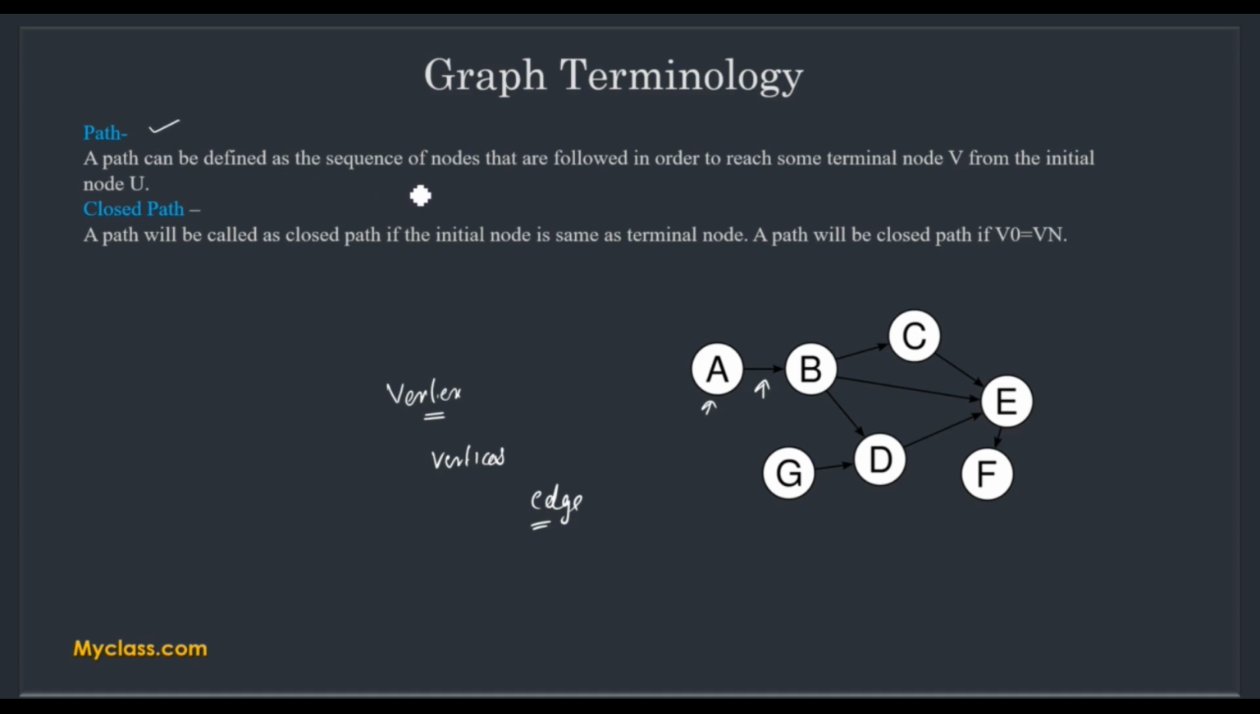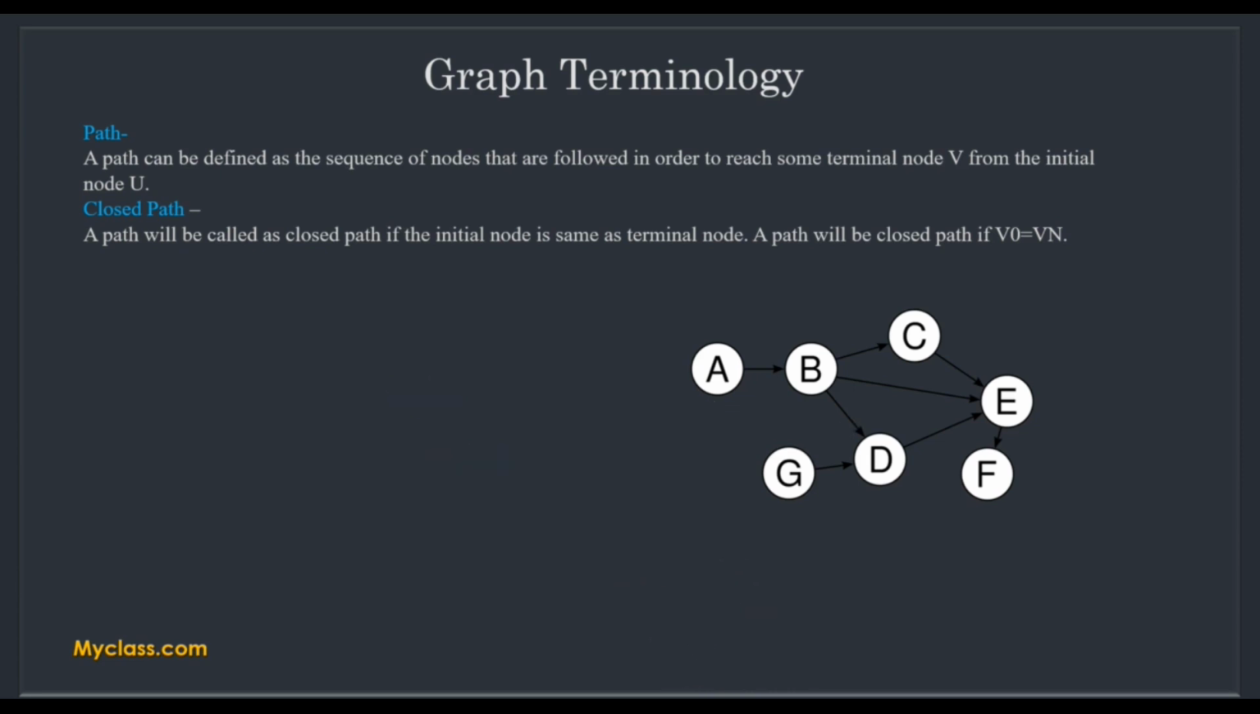A path can be defined as the sequence of nodes that are followed in order to reach some terminal node V from the initial node U. Let's assume that in a directed graph, from A to E, is there any path between A and E? Yes. We can reach E from A through A, B, C, E. So A, B, C, E is a path between A and E. There is another path also, A, B, E. Such ways we can call a path.